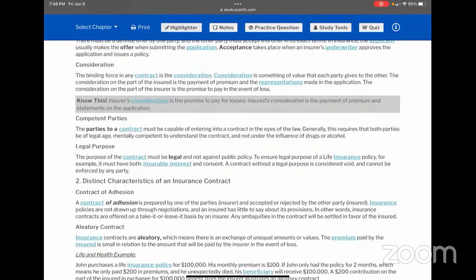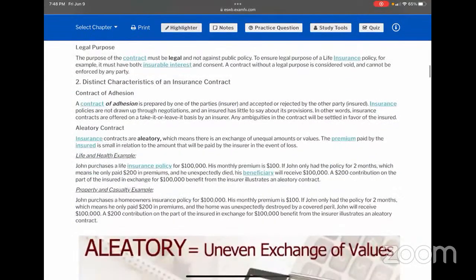All right. Now, legal purpose. The purpose of the contract must be legal and not against public policy. To ensure legal purpose of a life insurance policy, for example, it must have both insurable interest and consent. This is why you just can't write policies on anybody. A contract without a legal purpose is considered void and cannot be enforced by any party. So when people be like, can I put a policy on my neighbor? There's no insurable interest. All right. So it got to be a reason for that.